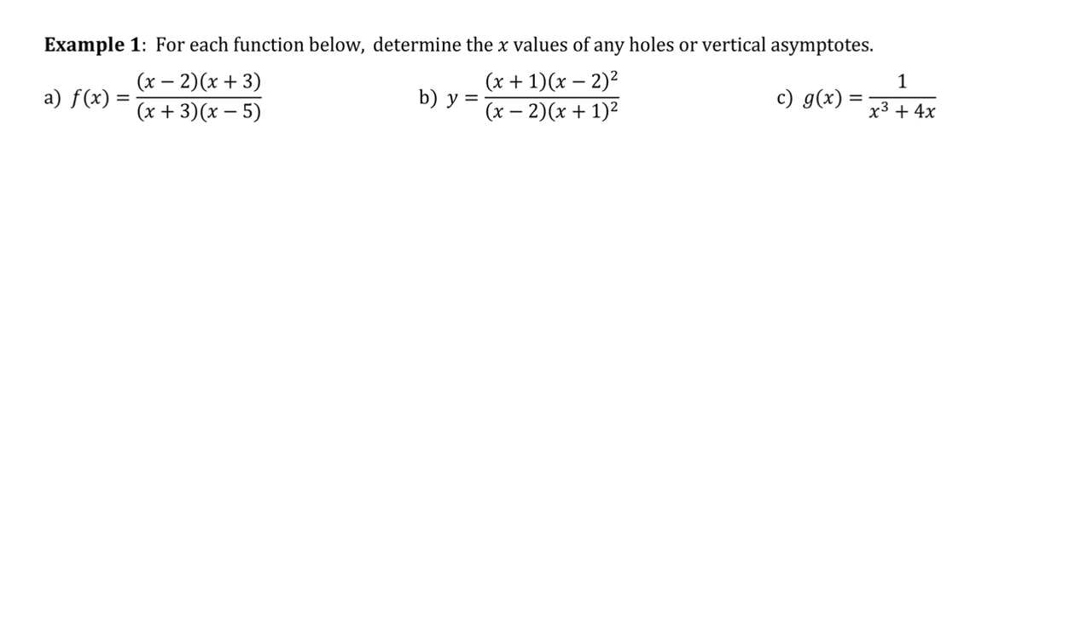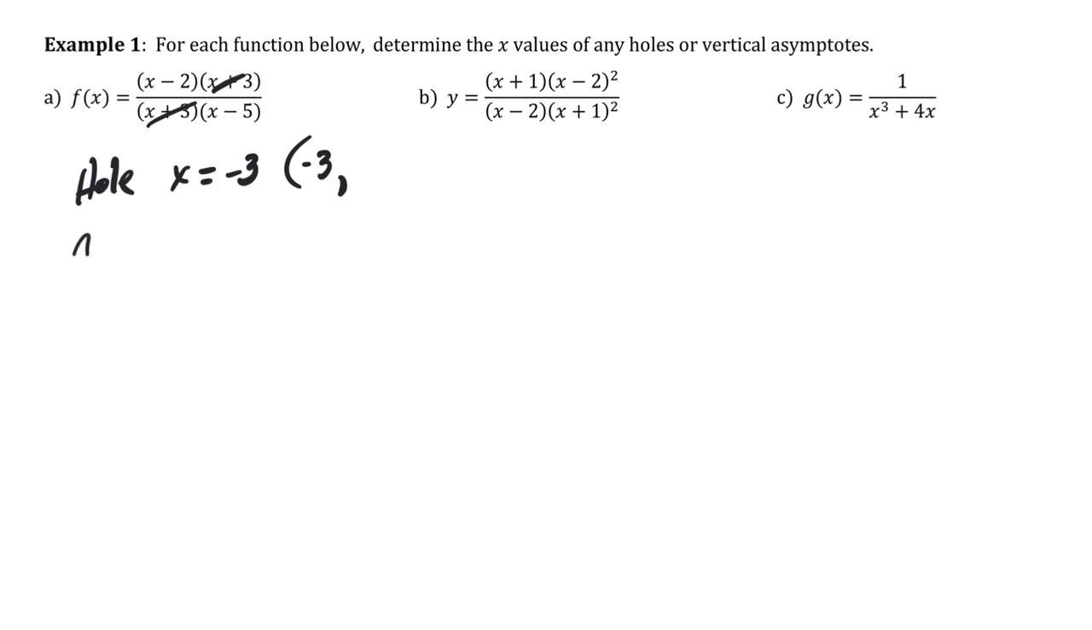So look at A. I have two factors on the top, two factors on the bottom, and I can cross those guys out. So that means I have a hole. We're not going to say a hole at -3. We have to say a hole at x equals -3, right? So that means the actual, what if I wanted the point of the hole?